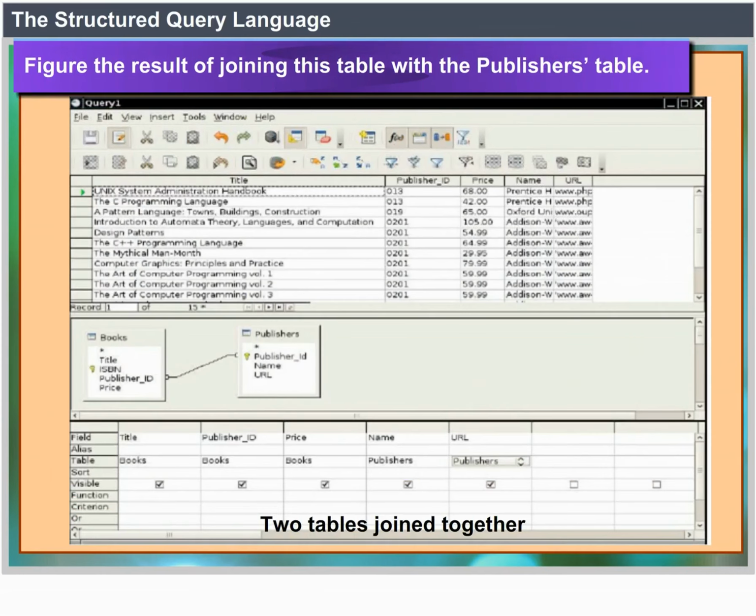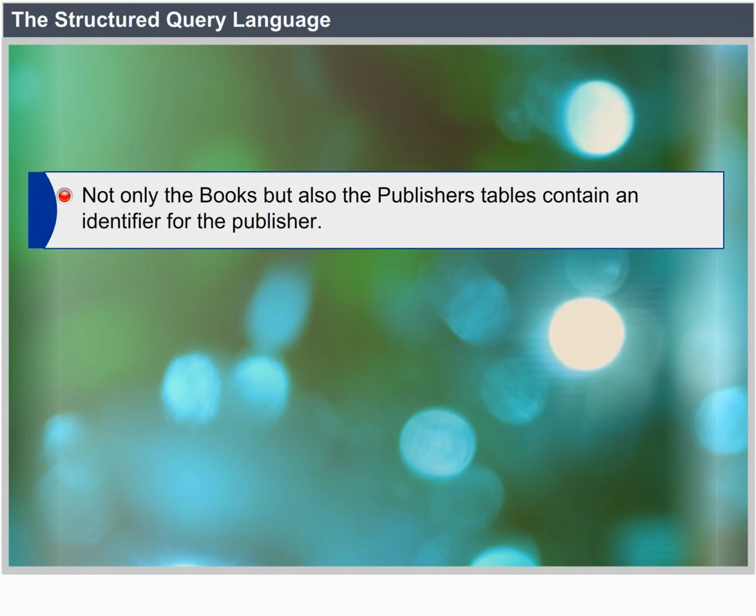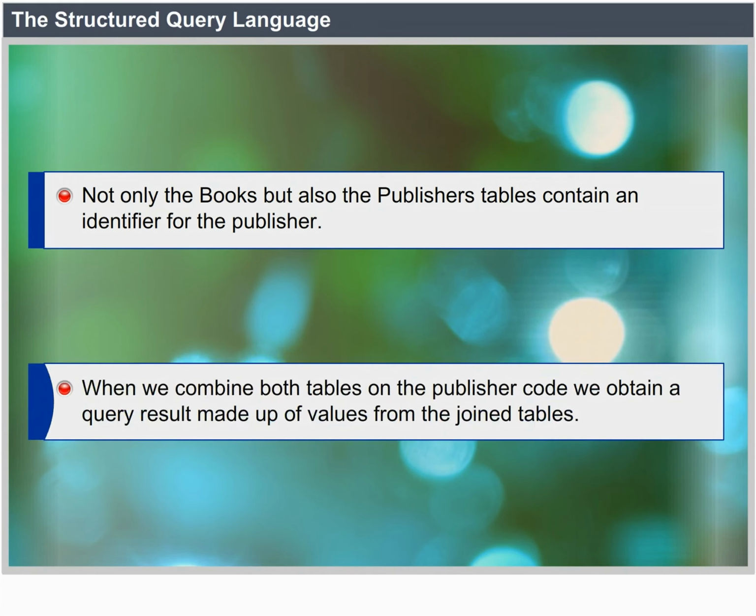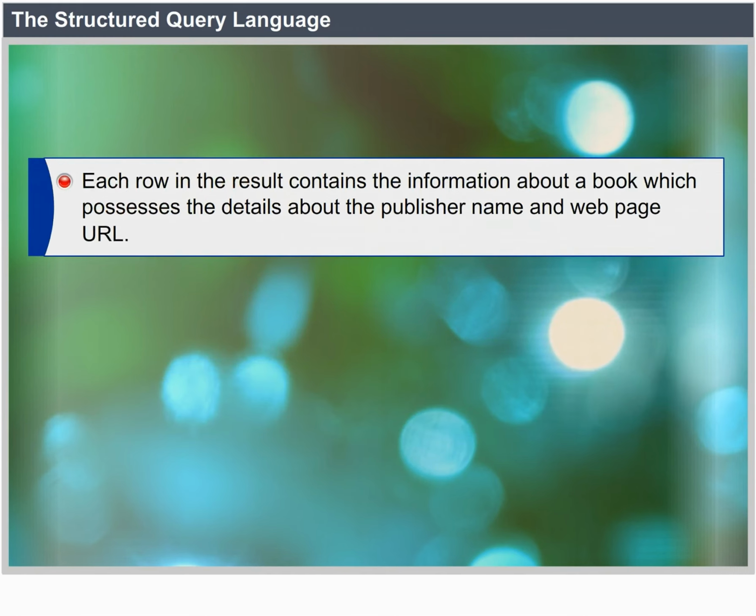Figure: the result of joining this table with the publisher table. Not only the books but also the publishers table contain an identifier for the publisher. When we combine both tables on the publisher code, we obtain a query result made up of values from the joined tables. Each row in the result contains the information about a book together with the details about the publisher name and web page URL.